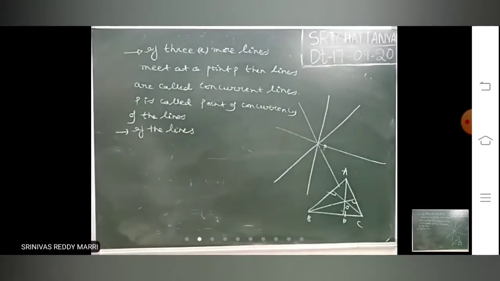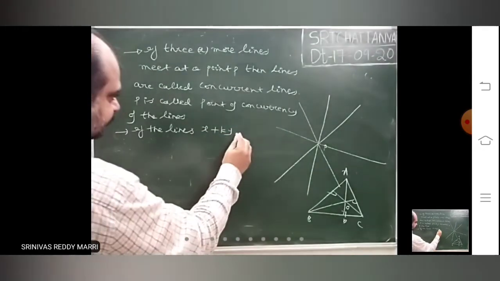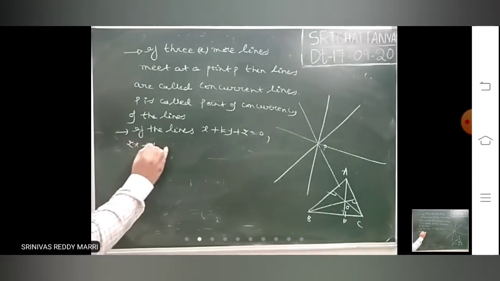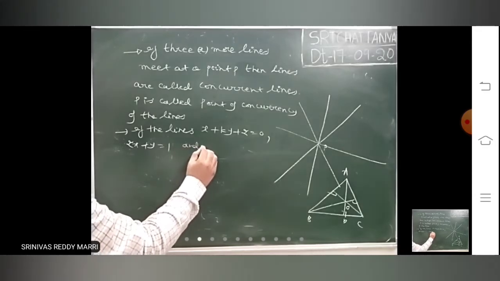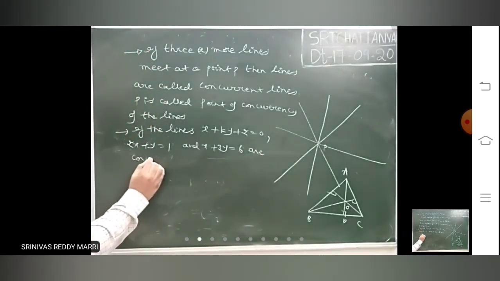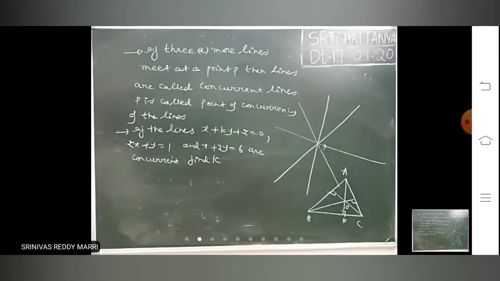If the lines x plus ky plus 2 equal to 0, 2x plus y equal to 1 and are concurrent. Find k. Suppose take this problem.